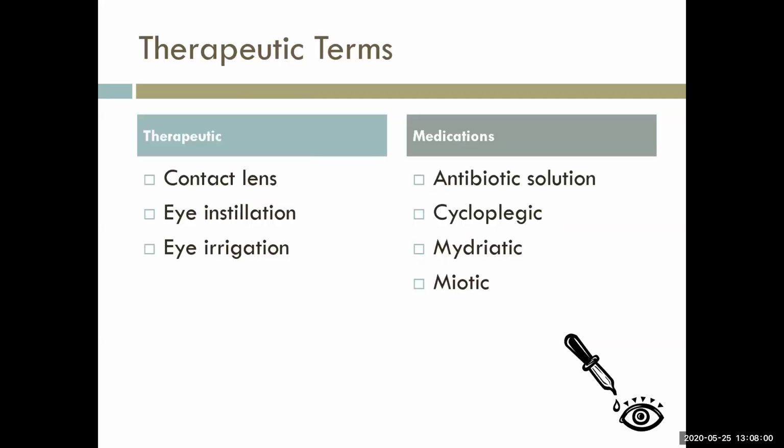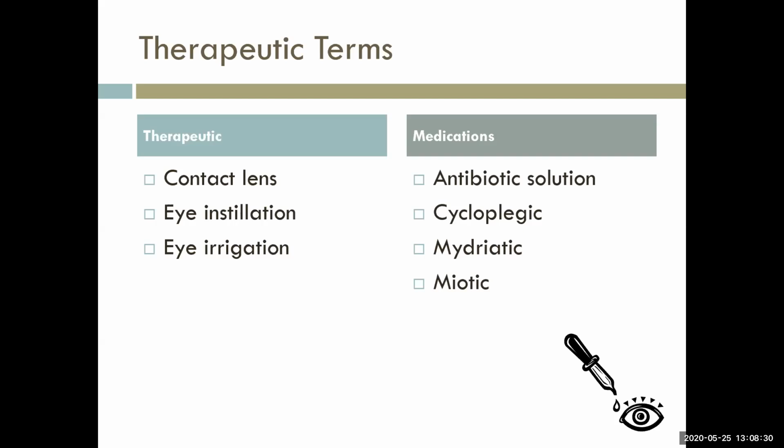application. Some therapeutic terms: contact lens is a small plastic curved disc with optical correction that fits over the cornea. So it's usually used in replacement of eyeglasses. Eye instillation is a medication solution in the eye, usually by a drop, or it could be ointment as well. And irrigation is washing of the eyelid with water or fluid, often normal saline.